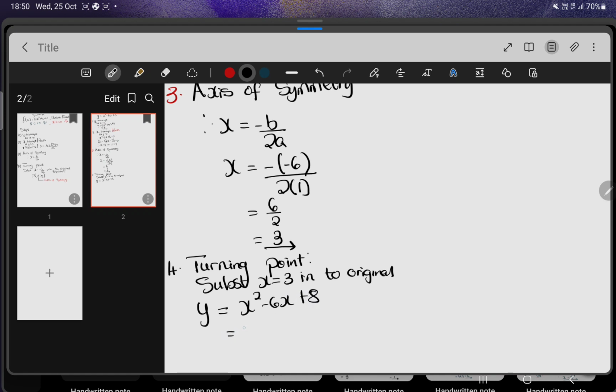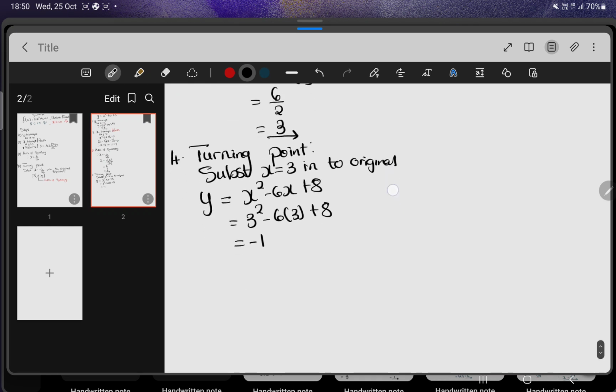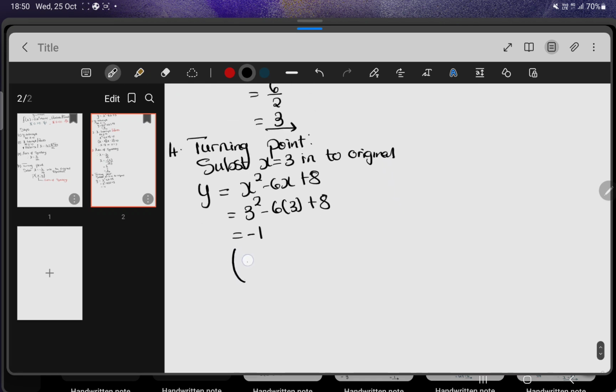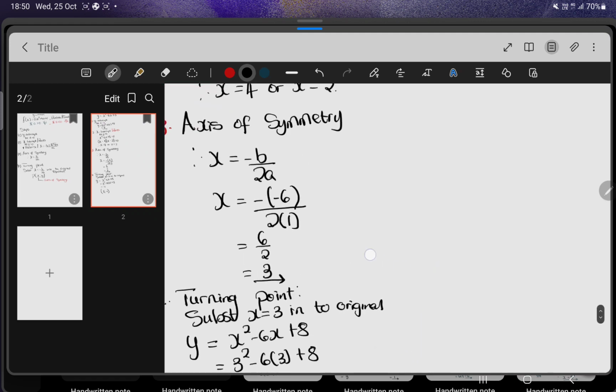Therefore, that will be 3 squared minus 6 times 3 plus 8. Then you can use a calculator. Let me use my calculator to get the time. That is 3 squared minus 6 times 3, and then plus 8. Then the answer is minus 1. Therefore, the turning point here, I have 3 and minus 1. That is the turning point. Then I can go and draw the graph.